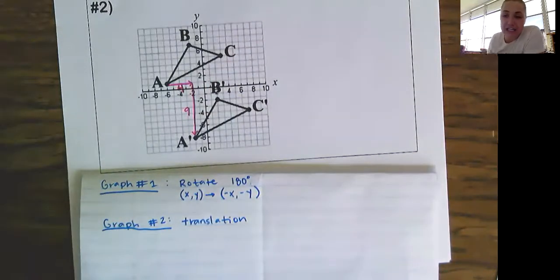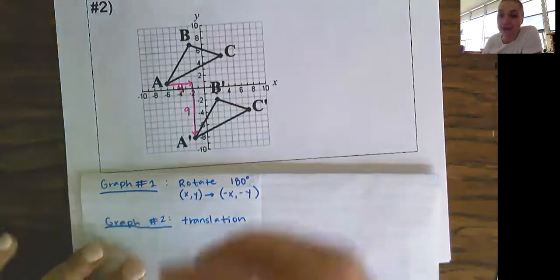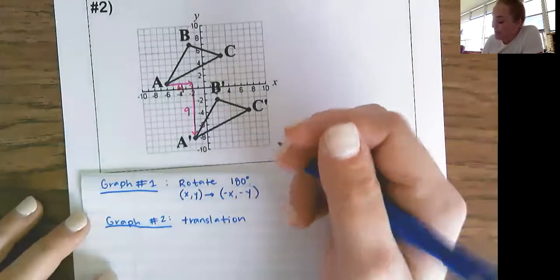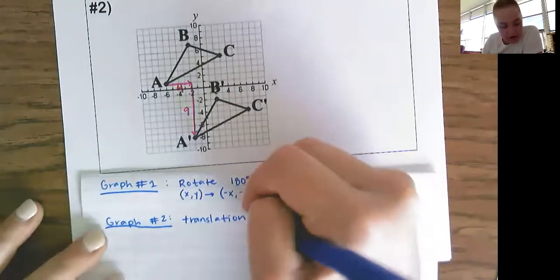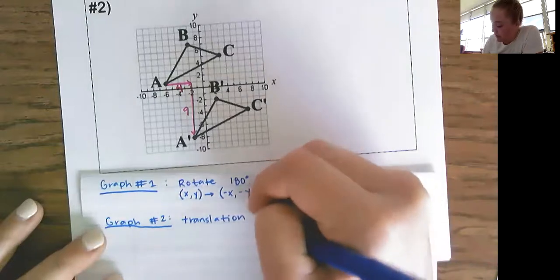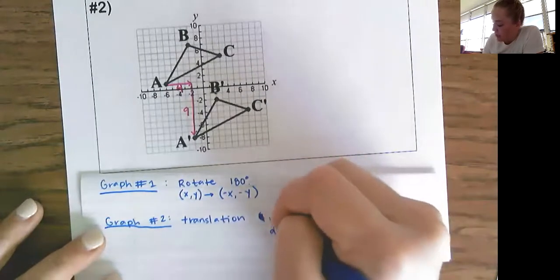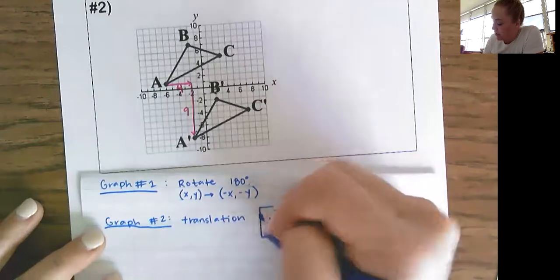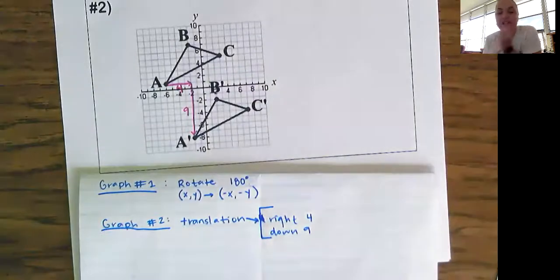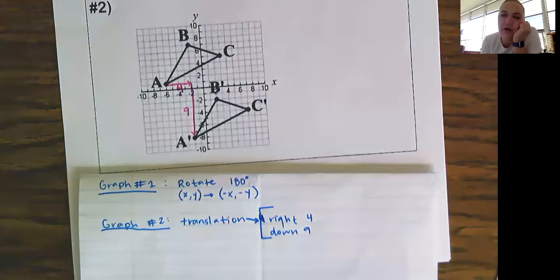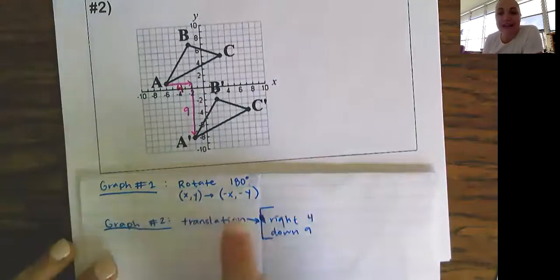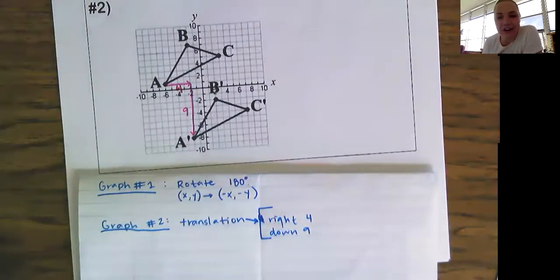So where it says translation on my paper and on your paper, because you're writing down everything I write down, I'm going to write right 4, down 9. Both of those things are part of the translation. I don't know why I drew an arrow and boxed it off there. It was because there was scribble and it made me uncomfortable, so then I started drawing other stuff. So just make sure that you have the word translation and then the directions for going to the right 4 and going down 9 spaces.